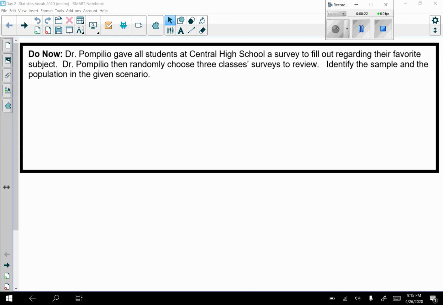So what I want you to do is pause the video, give this a try. Remember, these are some vocabulary words that were in your lesson on the crossword puzzle. So if you need to, take that out to review some of your definitions before you start this lesson.